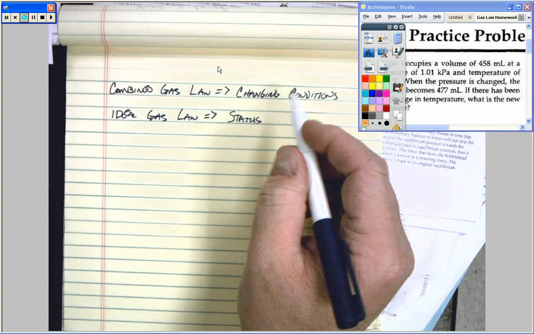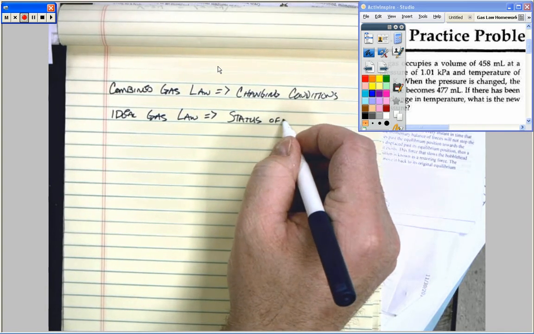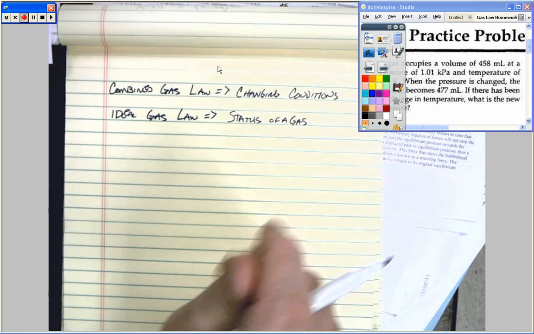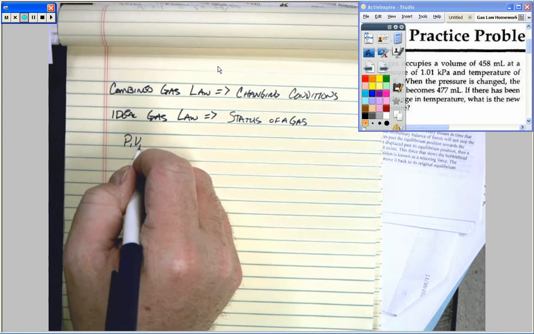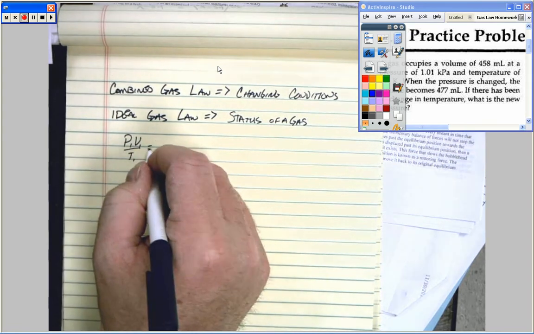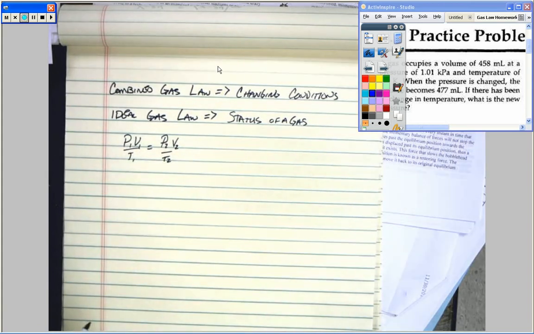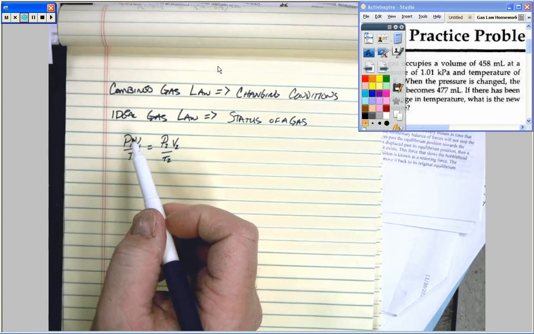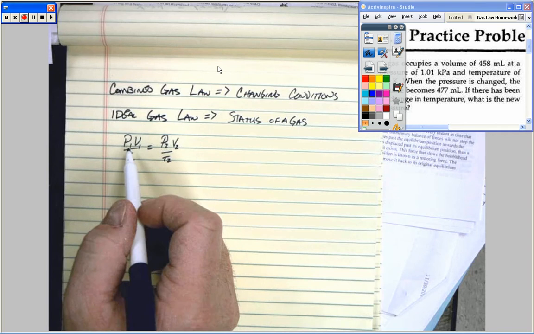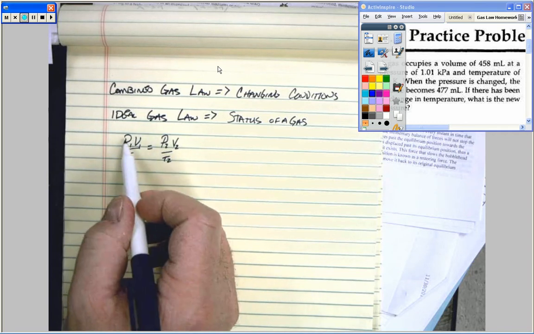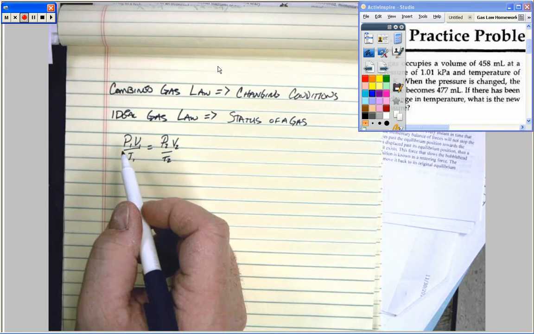The ideal gas law deals with the status of a gas. Okay, so let's look at the two equations. Combined gas law is P1 V1 over T1 equals P2 V2 over T2 for a certain amount of gas. So in other words, this is measuring how your gas is changing from one set of conditions to another set of conditions. Can you guys see that? We have a starting set and a finishing set.